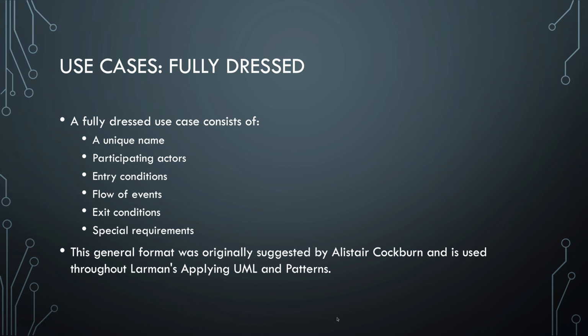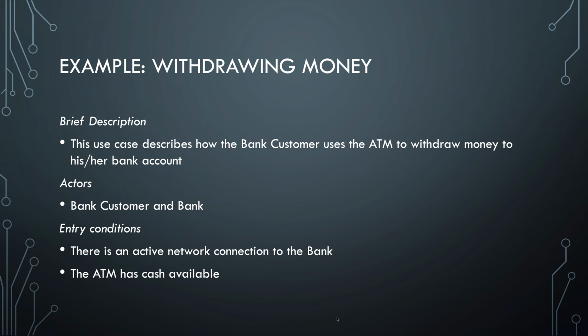And finally, a fully dressed use case has a name, actors, entry conditions, flow of events, exit conditions, and special requirements. Larman's book gives a few examples of a fully dressed use case. For the withdrawing money example, the fully dressed use case has the following description, actors, and entry conditions. Entry conditions specify what needs to be true in order for the interaction to be possible at all. If there's no cash or no network, the ATM should probably display an out of order message.